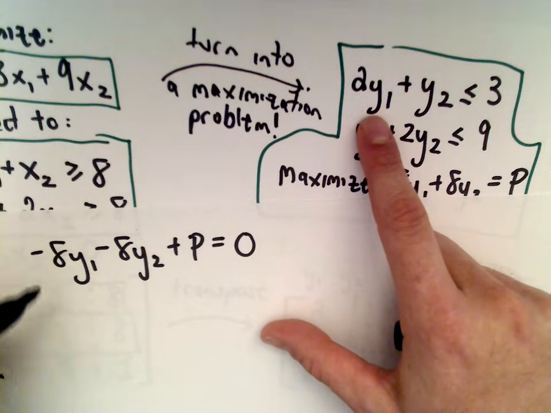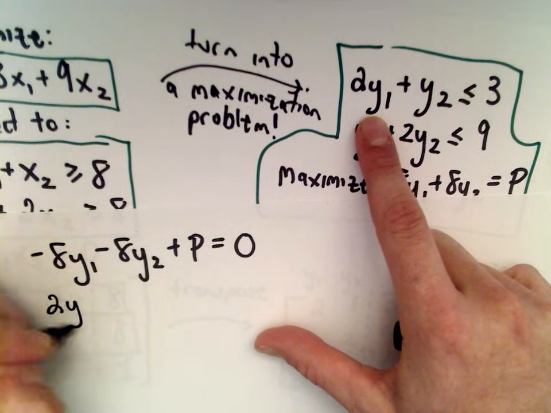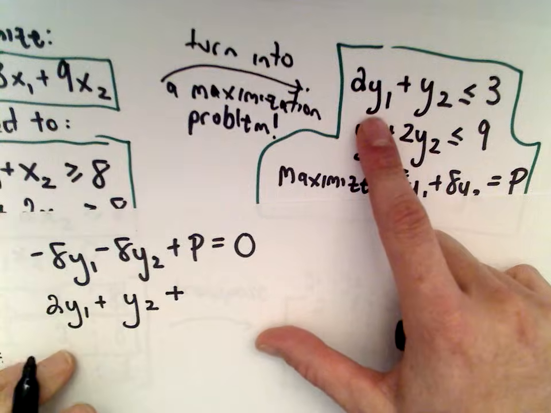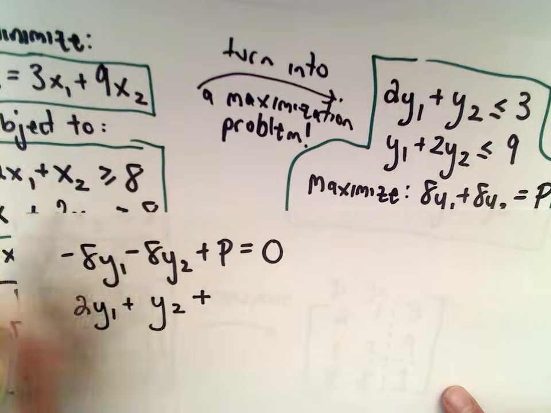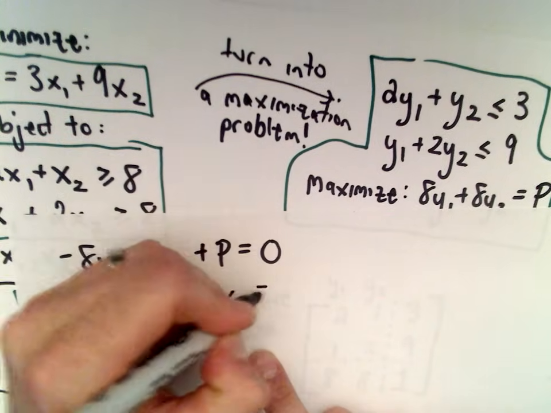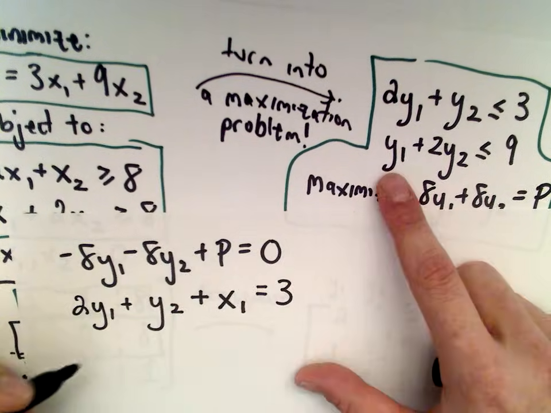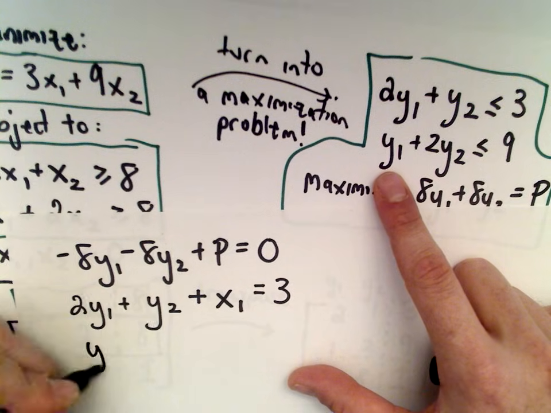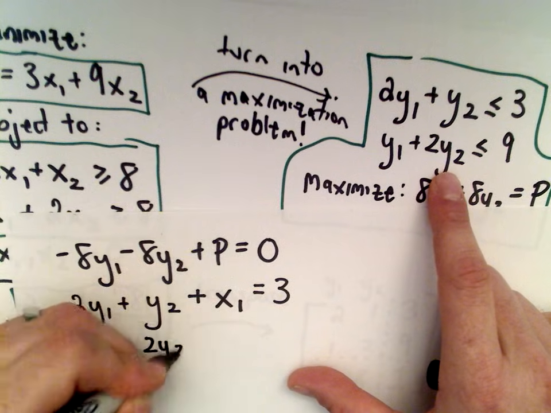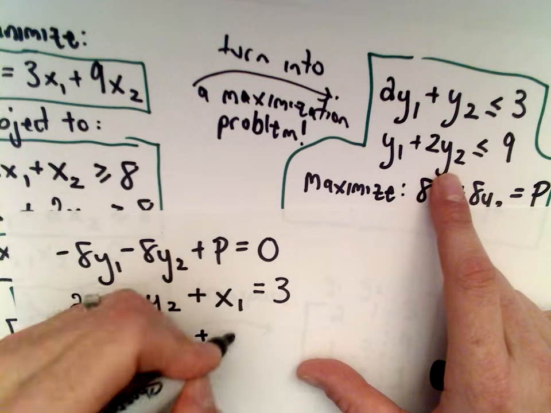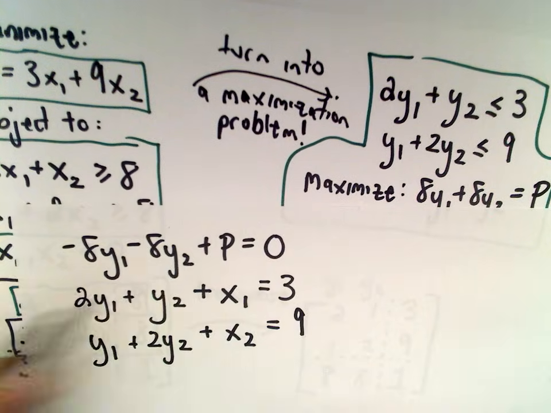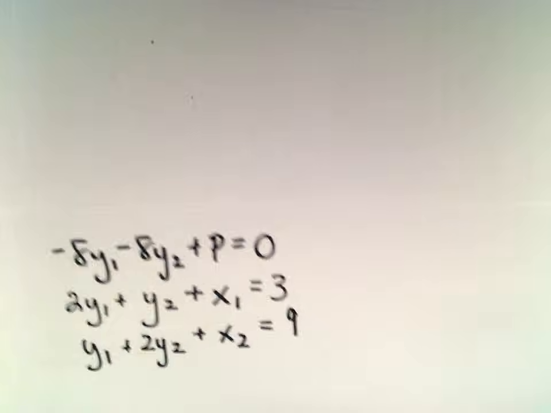Recall that we actually introduced these slack variables. So I've got 2y sub 1 plus 1y sub 2. I'm going to introduce a slack variable, but I'm actually going to use the original variables. It turns out that's what you want to do. So I'm going to add the slack variable x sub 1, and now we set that equal to 3. I do the same thing with my next equation. I would have 1y sub 1 plus 2y sub 2. Now I need to add a new slack variable. I'm going to call it x sub 2. That would be equal to 9. And again, we've got our equation that we're trying to maximize here.